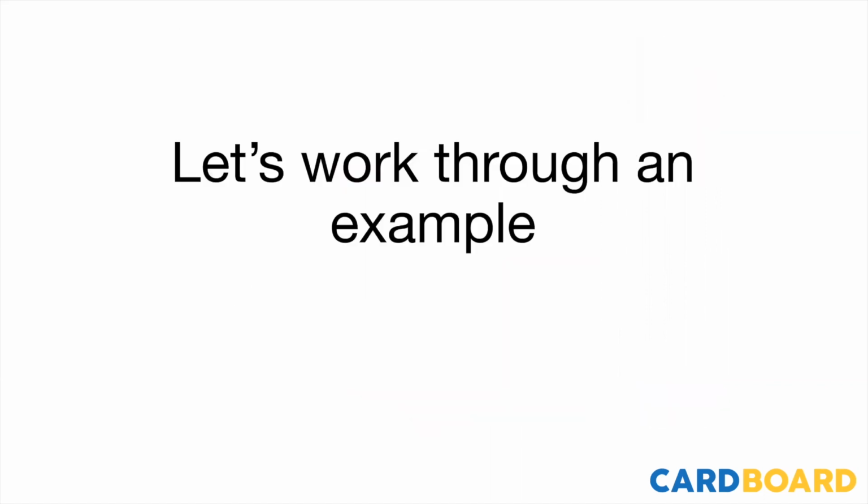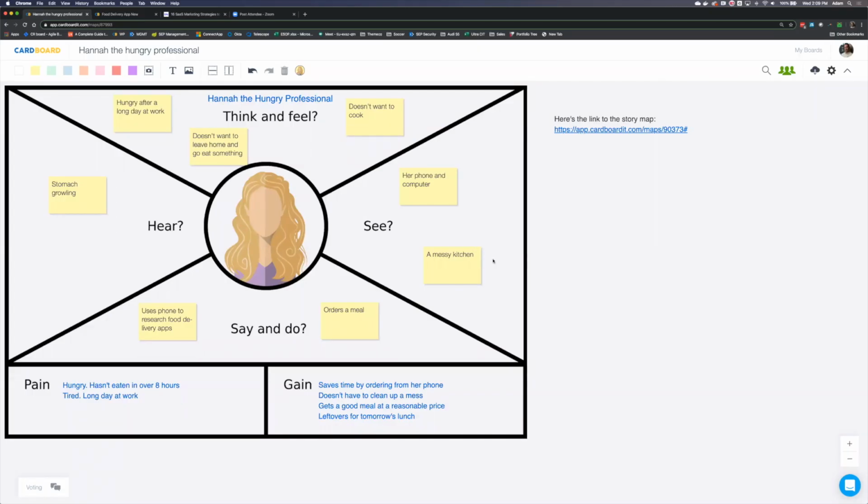Okay, so let's get to it and work through an example together. We're going to build a food delivery app, a simple application that would run on your phone that allows people to order food and have it delivered to them. First, I built a persona I call Hannah, the hungry professional. I walked through what she's thinking and feeling, what she sees, says and does, what she hears, what kind of pain she has, and what kind of gains can be achieved through this application that we're going to build a story map for together as a group.